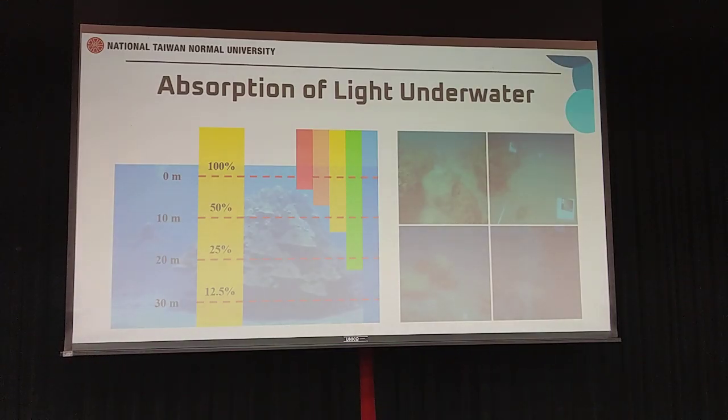These figures show how light absorption changes with depth. As depth increases, red light is absorbed first, and the image gradually becomes dominated by blue or green colors. The overall brightness also decreases. The examples on the right show the same change. Images captured at greater depth become darker, less colorful, and harder to recognize.